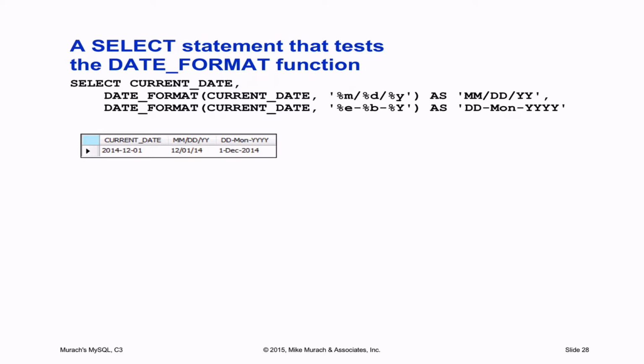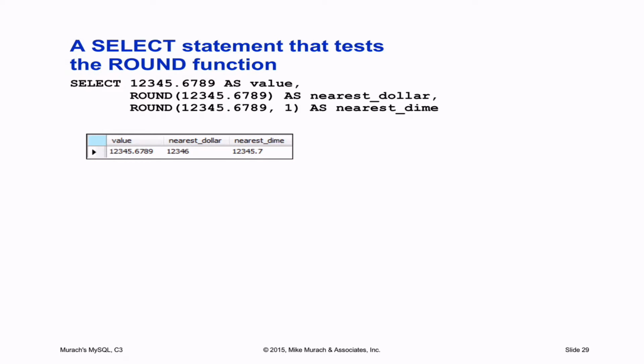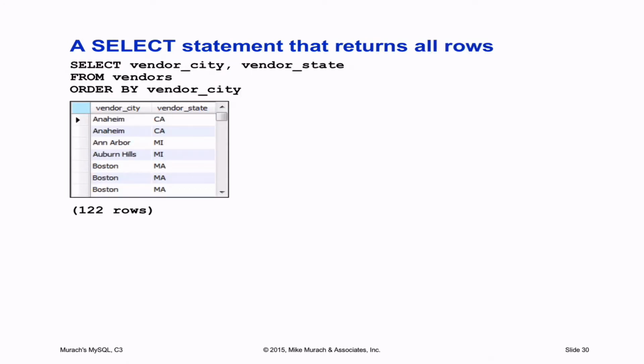Current date is a function where you can actually pull the current date according to the server, what its date format is and what time zone it's in. Here's another example where it's doing some rounding, and once again the value is being fed to it.